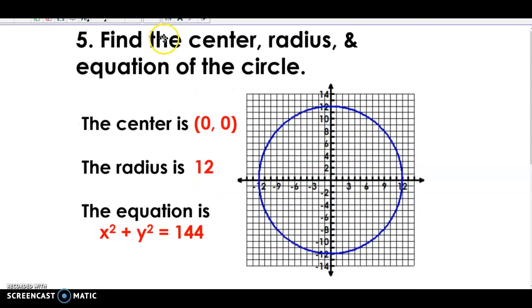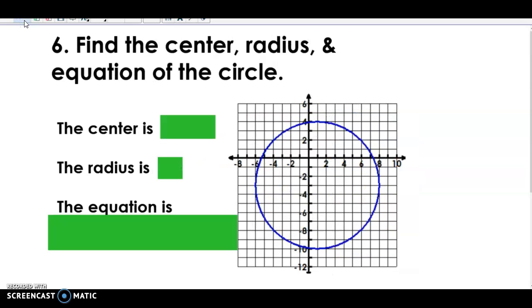If I'm looking at example 5, it says find the center and radius and the equation of the circle. So for here we can see that the center is at (0, 0). The radius is 12. We can figure this out just by counting. So I'm just going to pick a spot right out here, and I can see that it's going through (12, 0). And then the equation is going to be x squared plus y squared equals 144. Because the center is (0, 0), I don't have to write it. If I subtract 0 from any number, it doesn't change it. And then 12 squared is going to be 144.